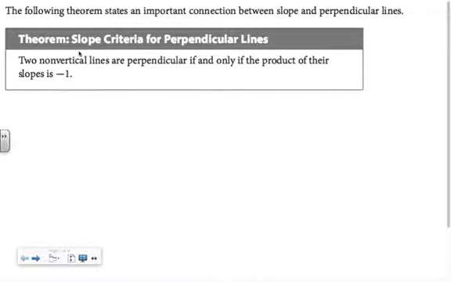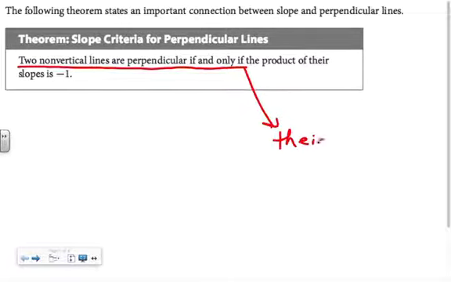So the main thing that we're focusing on in this lesson, as far as I'm concerned, is being able to use the slope criteria for perpendicular lines. The book says that two non-vertical lines are perpendicular if and only if the product of their slopes is -1. I want to extend this to say that two non-vertical lines are perpendicular if and only if their slopes are opposite reciprocals.